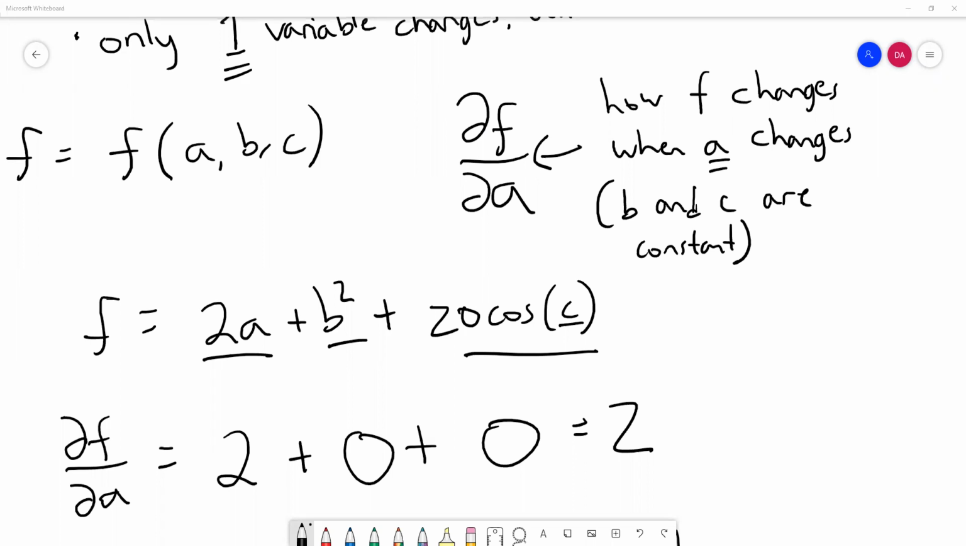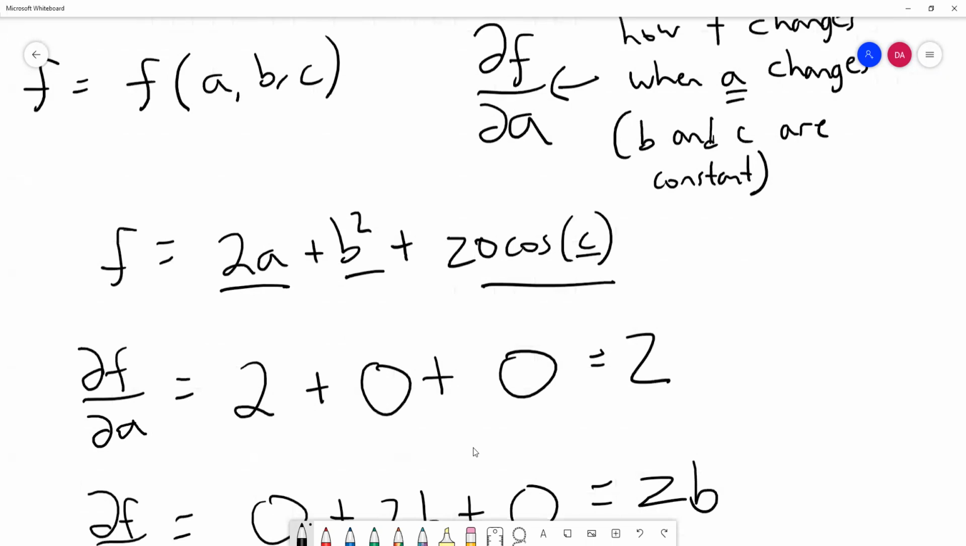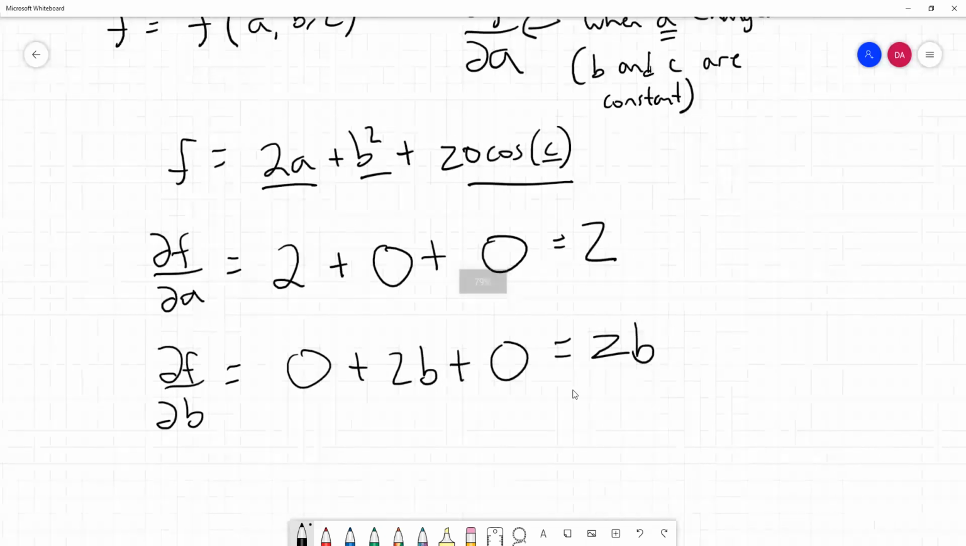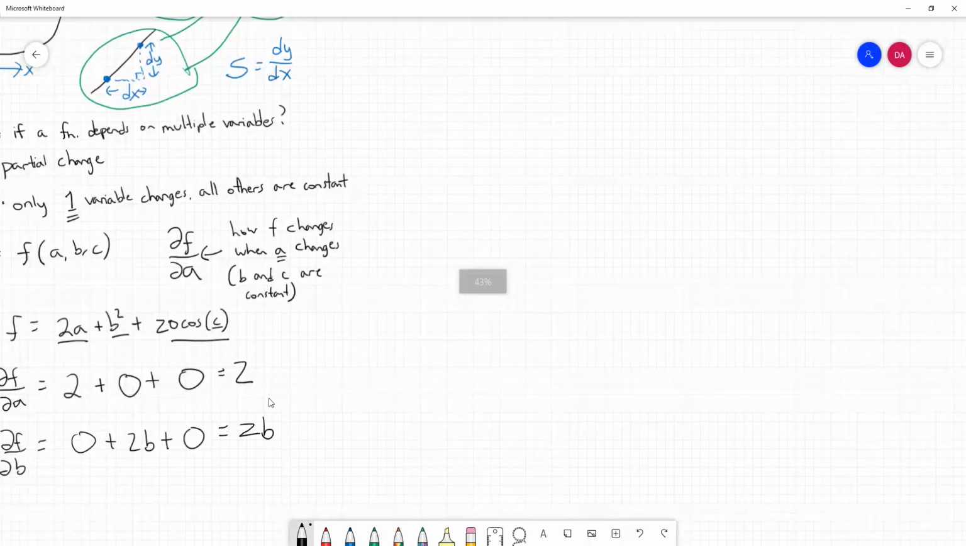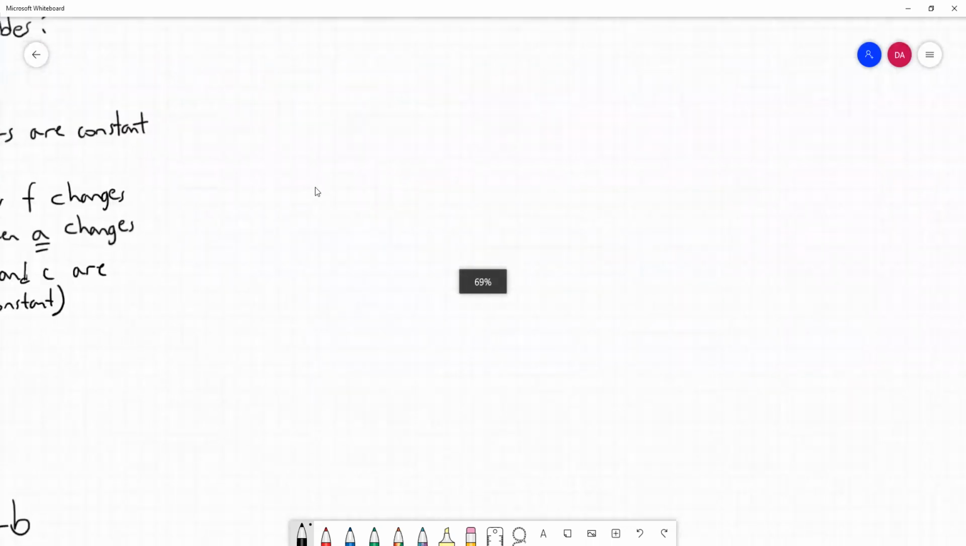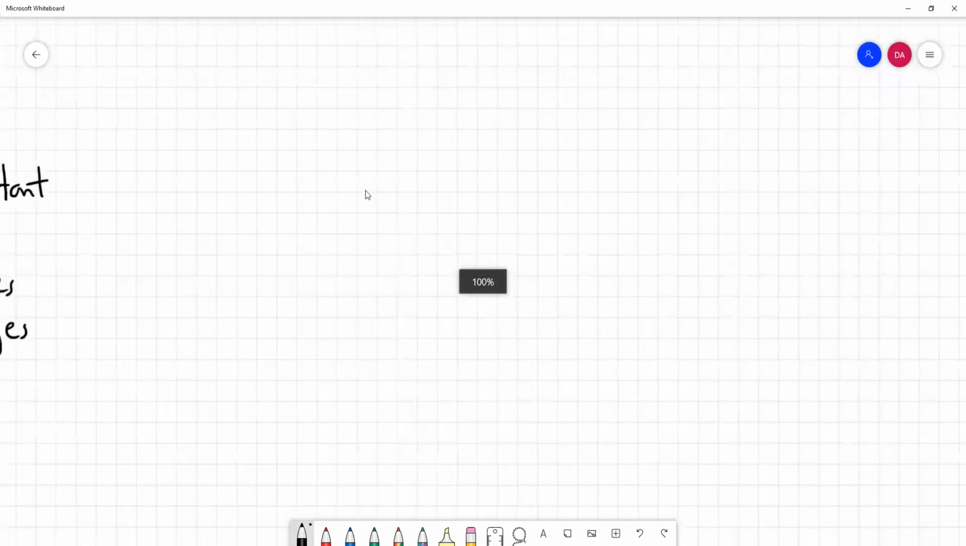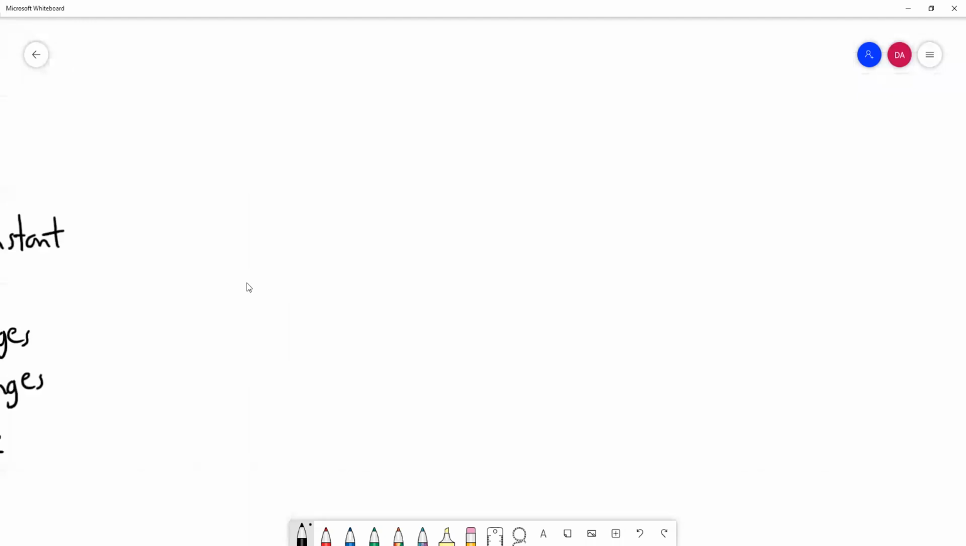Now that we understand how partial change works, I would like to look at the concept of a total change. We've talked a little bit about partial changes, and I want to talk now about total change. Sometimes this is called ordinary change.